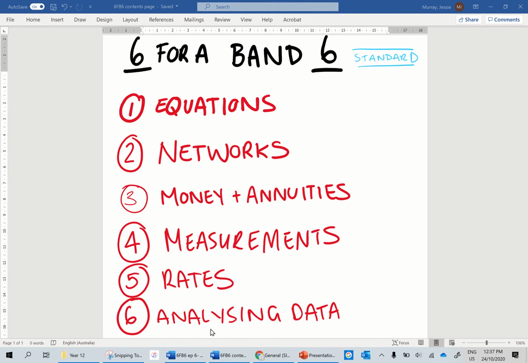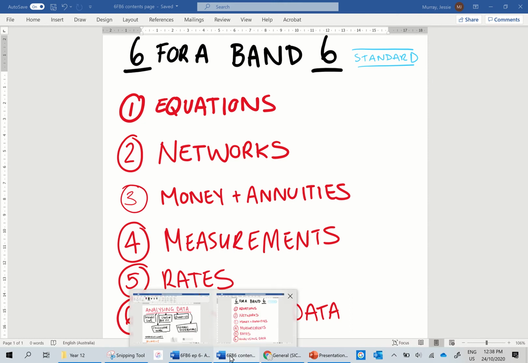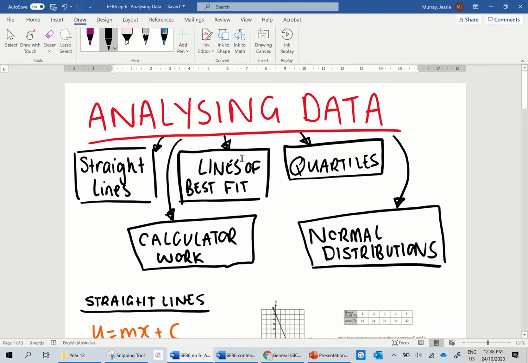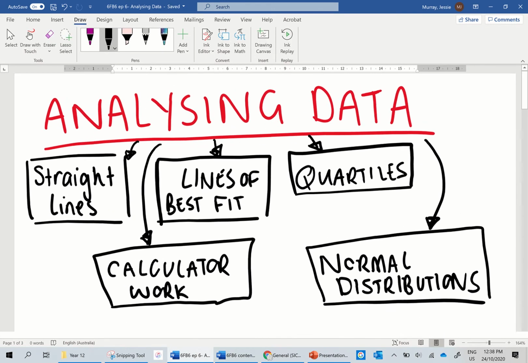So all I want to say before I do start the video is analysing data. It's not just data and statistics. I'm actually incorporating linear relationships in this because a lot of the time when they graph a straight line, it's based on data, okay? So they link together pretty well. Anyway, let's start.